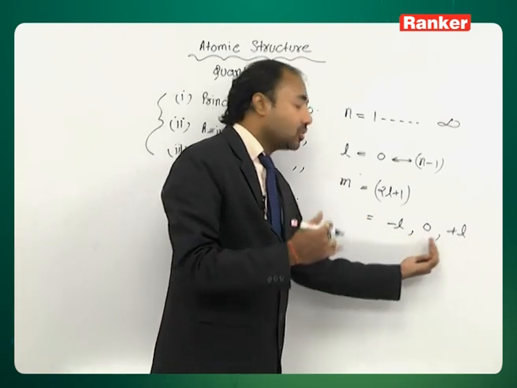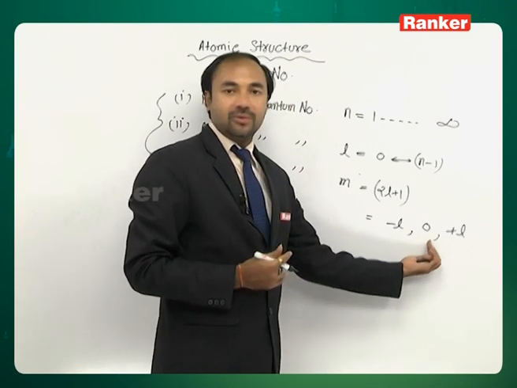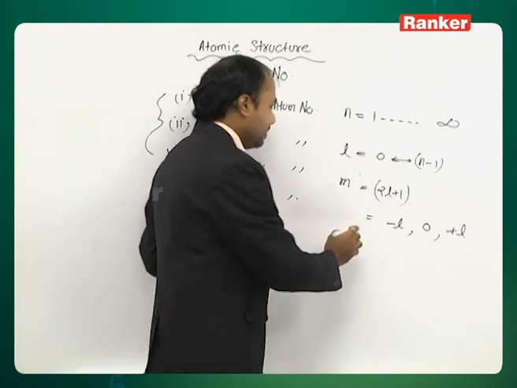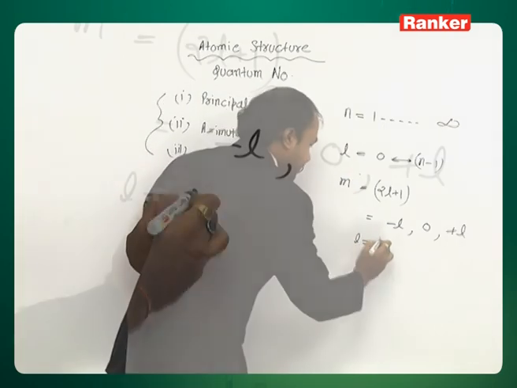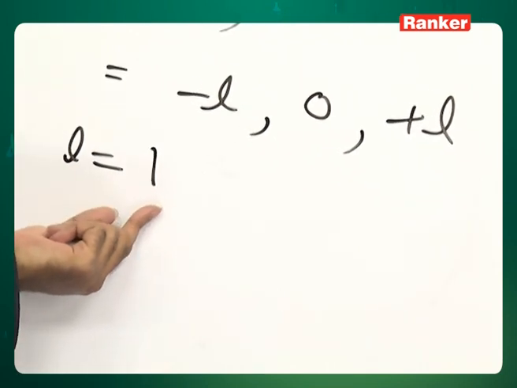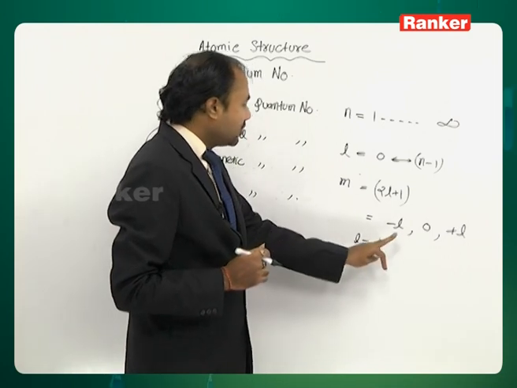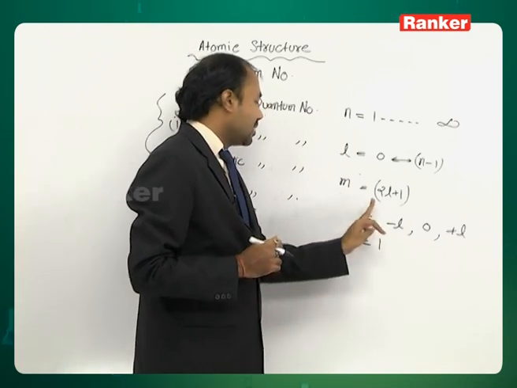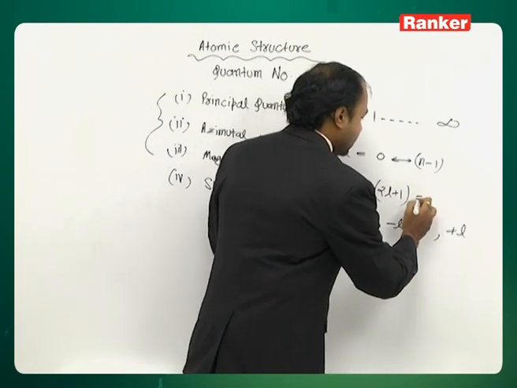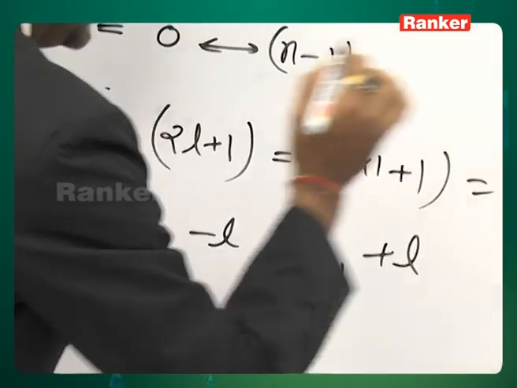It is not from minus L, 0, plus L, not this much only. Minus L to plus L including 0. We take up the example when L is equal to 1. Now you can understand we are talking about P subshell, because for P subshell the value of L is 1. Now, if you see here, we will have 3 values of M, because L is 1. So this becomes 2 into 1 plus 1. So we will have a total of 3 values.